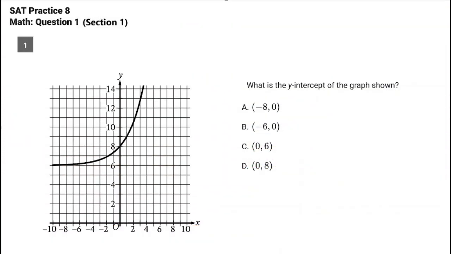We're on SAT Practice Test 8, Section 1, Question 1. Level of difficulty here is spectacularly easy. You should never be nervous about taking the SAT because the first several questions you see are going to be just gimmies, like this one. What's the y-intercept of the graph shown? So anytime I see y-intercept, I always write down y-intercept equals x equals 0.